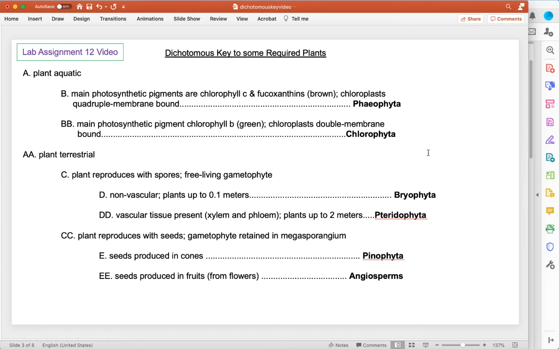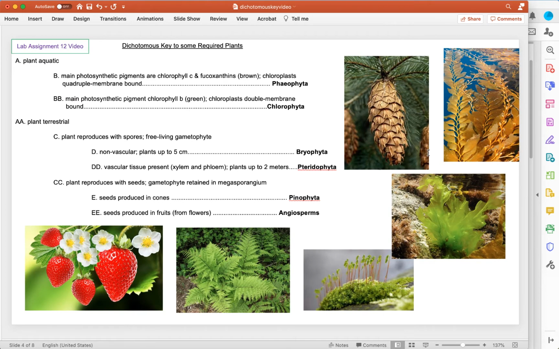So this is a complete key, and here's some pictures that go with them. Let's say we just wanted to look at this one right here, and we can't remember the name of the group of this organism that we've learned about this semester. I remember learning that it had seeds and it's got wood and cones, but I can't remember the name of it, let's just say.